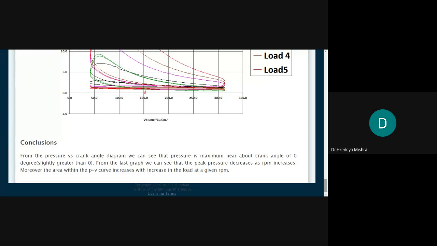Conclusion: from the pressure versus crank angle diagram we can see that the pressure is maximum near about the crank angle 0, slightly greater than 0. From the last graph we can see that the peak pressure increases as the RPM increases. Moreover, the area within the PV diagram increases with the increase in the load.